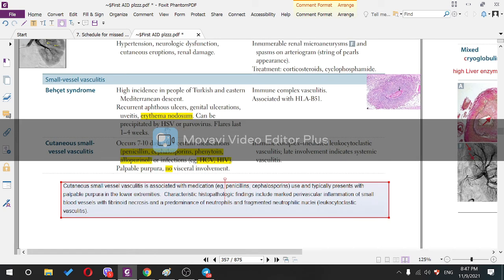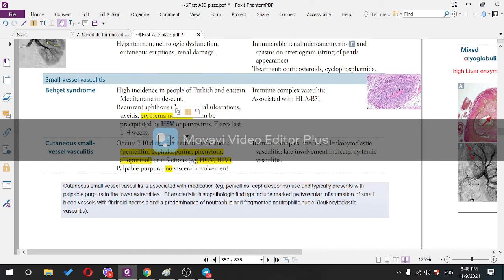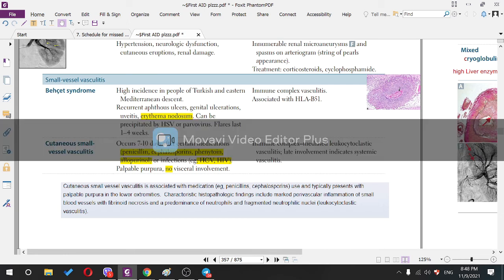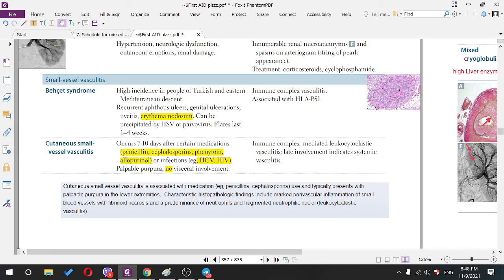It can be precipitated by HSV, which is herpes, or our amigo, parvovirus. Okay, it flares. So here is the thing. The patient has flares. It appears, disappears. And each flare lasts 1 to 4 days. You must know that it's an immune complex vasculitis, like all of them. And it's associated with HLA-B51.